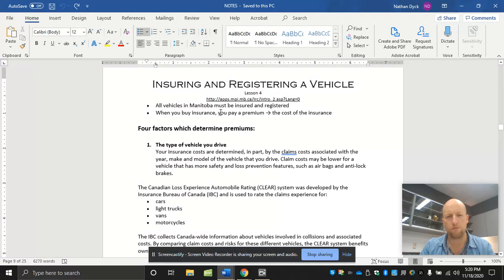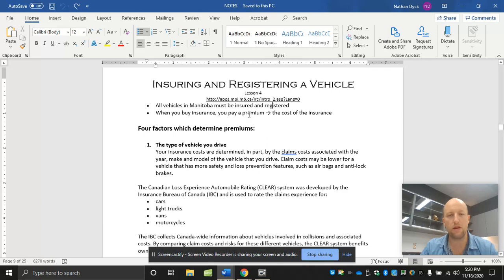One of the things to keep in mind, all vehicles have to be insured. If you don't insure your vehicle, there's going to be big problems for you. I don't even know what those big problems might be, so don't test it though. Pay your insurance, make sure that you're registered. I think that what might happen is if you don't actually pay your insurance, get in an accident, you might not be covered. So make sure to pay your insurance.